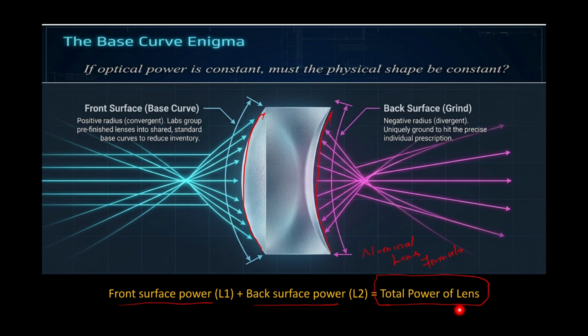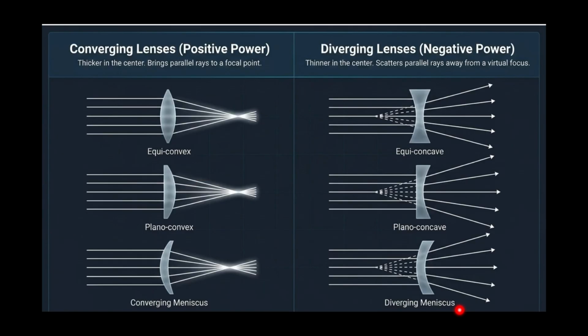So whenever we say the power is +3, for example, that means it is an addition of the front power and the back power. So that is the total power of the lens. Now comes the important question. If the optical power is the same or constant, must the physical shape be constant? It need not necessarily be.